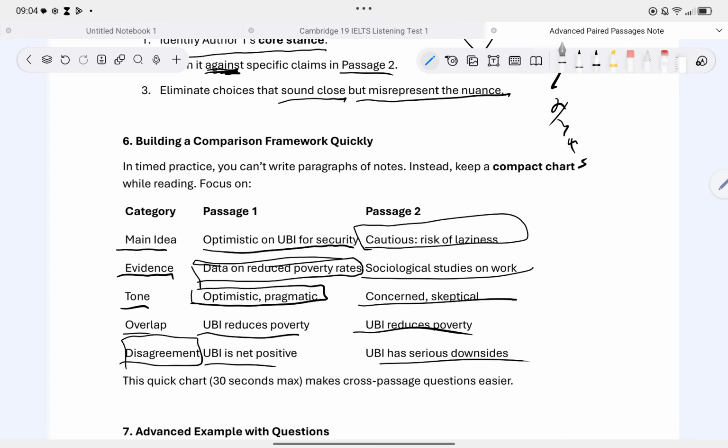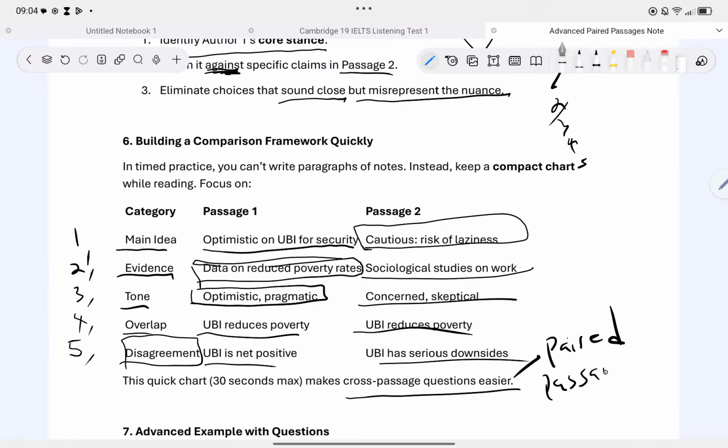If you can do this for both paragraphs, you can answer any question. Because now you have the five key parts: the main idea, the evidence, the tone, the overlap, and where they disagree. This quick chat, which you can do in say 30 seconds, or let's assume 1 minute because you're doing it for the first time, makes cross passage questions easier. Whenever you hear cross passage question, just know you're referring to questions on paired passages.